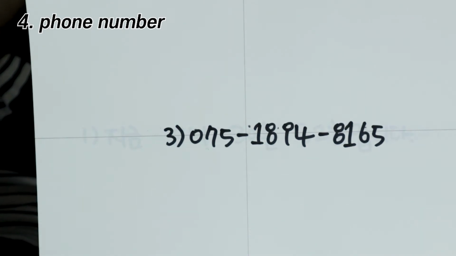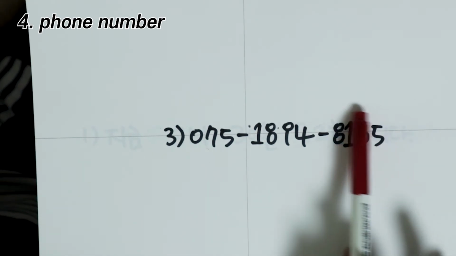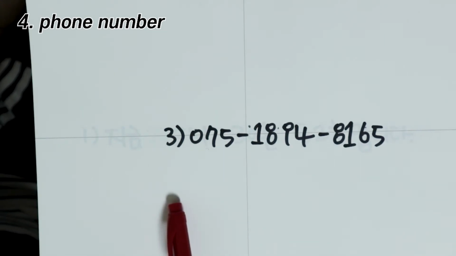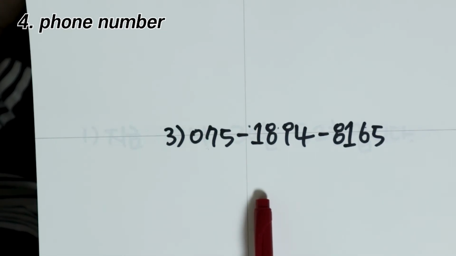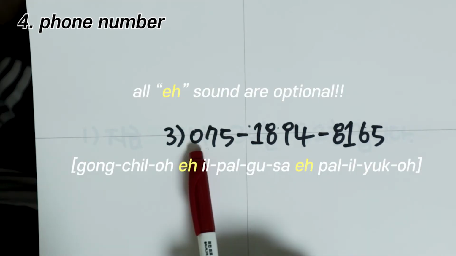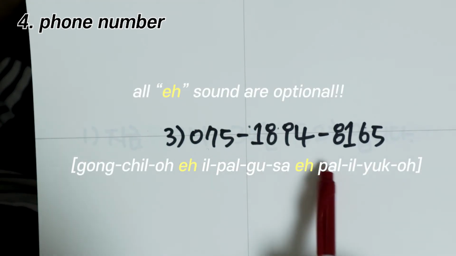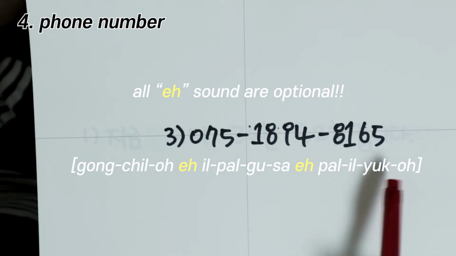The last phone number question is this one. Guess how to say this. 3, 2, 1. 075에 1894에 8165.